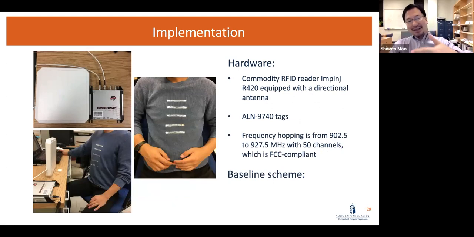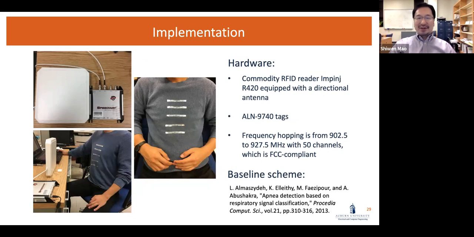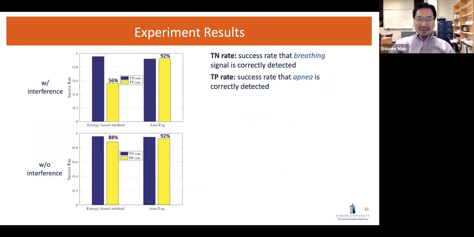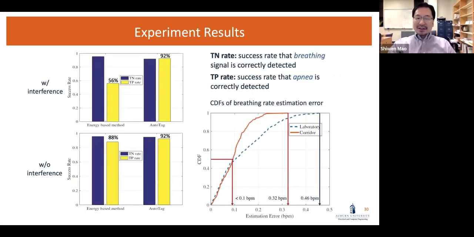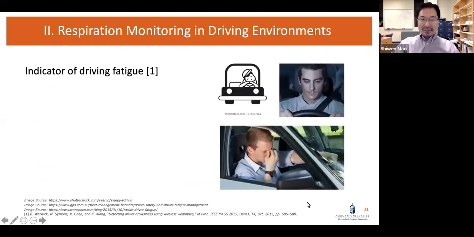So we implemented the system using off-the-shelf RFID tags and readers. That's my student Chao Yang, testing his breathing. As you can see, the results are very accurate. The median error in these two cases, the laboratory and the corridor, is less than 0.1 breaths per minute. The maximum error is about 3.4 breaths per minute.